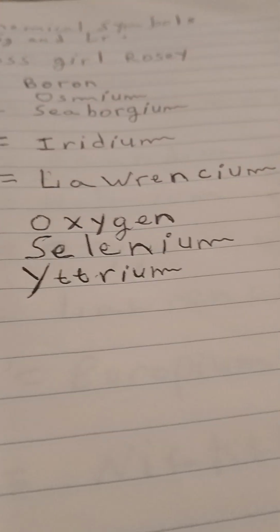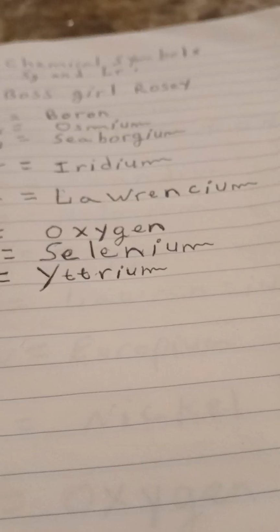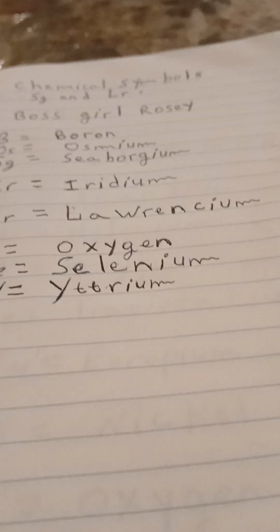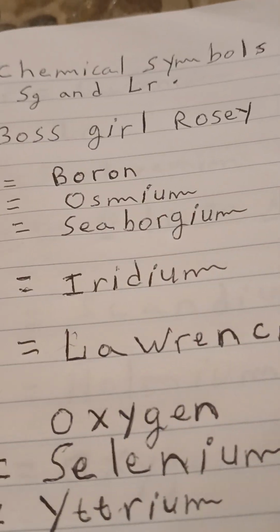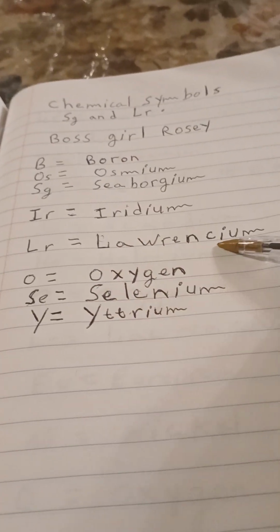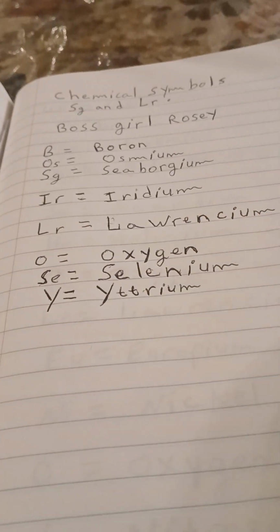Sometimes when trying to remember the chemical symbols and the chemical element's name, it's good to use sentences to look for a connection between the chemical symbols. For example, you've got the capital S and a small g for seaborgium, and you've got the capital L and a small r for Lawrencium.